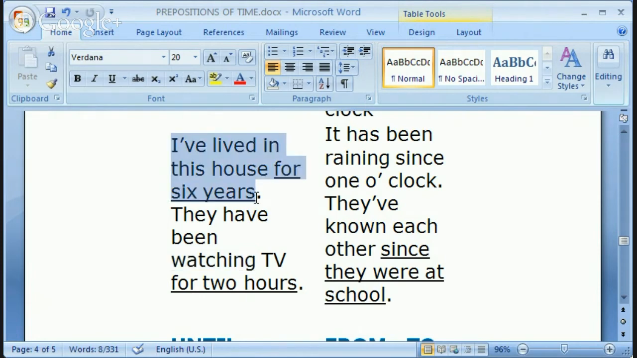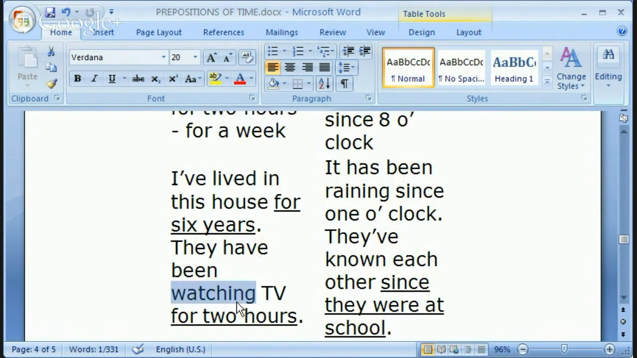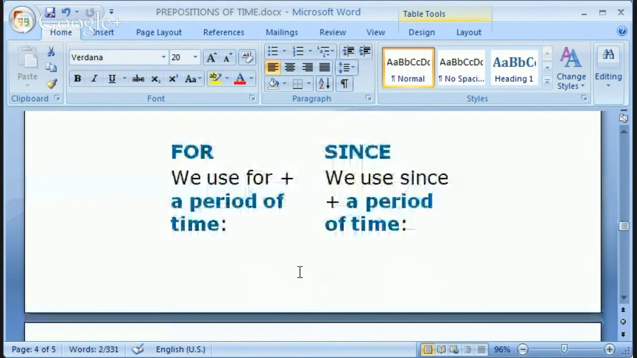If you look at the first example, I have been living in this house for 6 years. Yes, you can actually use continuous tense in this sentence as well. They have watched TV for 2 hours. It's possible, but because watching, the verb itself, implies a continued action, an action with duration, it would be more common to use a continuous. But, again, very common with a present perfect form, using for.